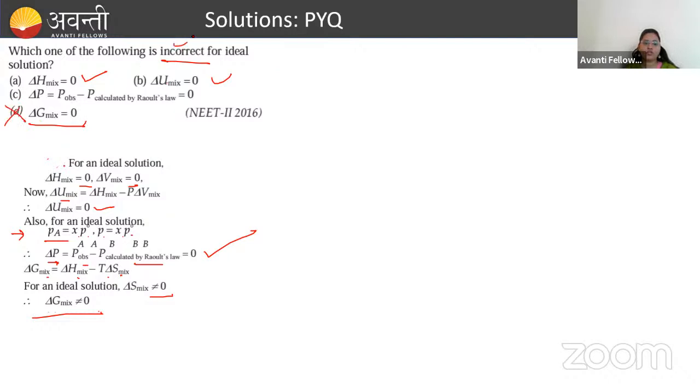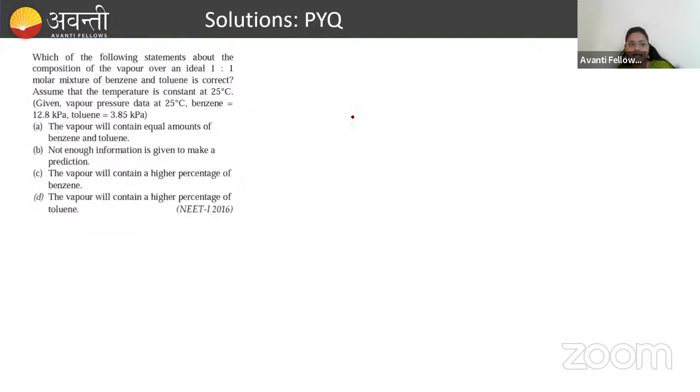So that was what we needed to find out. So our correct option is what here? Option number D. That was our correct option. Next problem. Which of the following statements about the vapor over an ideal 1:1 molar mixture of benzene and toluene is correct? तो यहाँ पे हम लोगों को 4 दिए हुए हैं स्टेटमेंट्स.